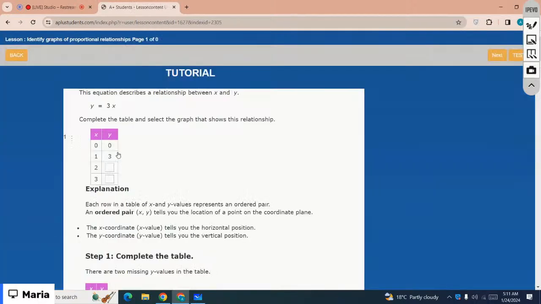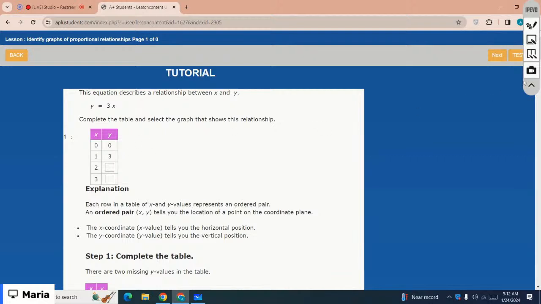So let's just see the graphs of the proportional relationships, how they look, right? The equation describes the relationship between x and y. The equation is y equals 3x, right? Complete the table and select the graph that shows the relationship. So basically, each row in the table of x, y values represents an ordered pair, right? An ordered pair x, y tells you the location of a point on the coordinate plane. The x value tells you the horizontal position and the y value tells you the vertical position, right?